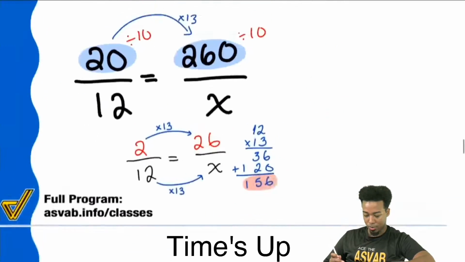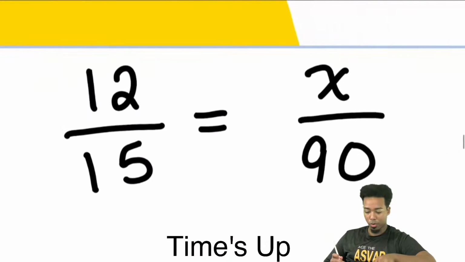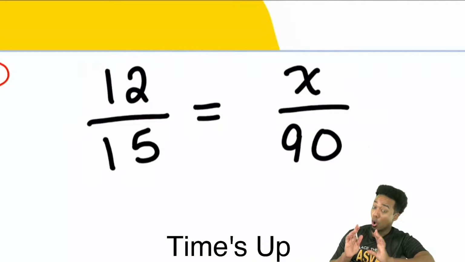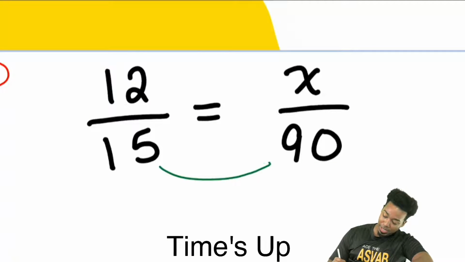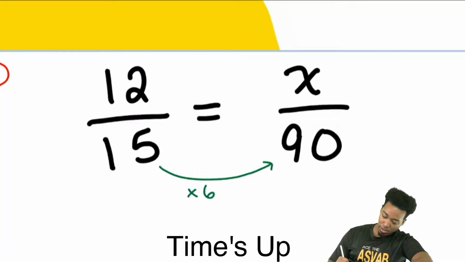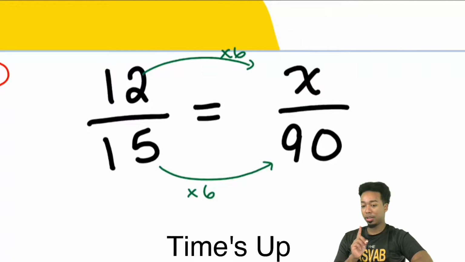Now let's take care of this third one here. 12 over 15 equals x over 90. This next one here, again, it's really going to be up to you. If you noticed that we can go from 15 to 90 by multiplying by 6, if you did notice that, then you can go from 12 to the answer times 6. If you notice that. But again, if you did not, that's okay.